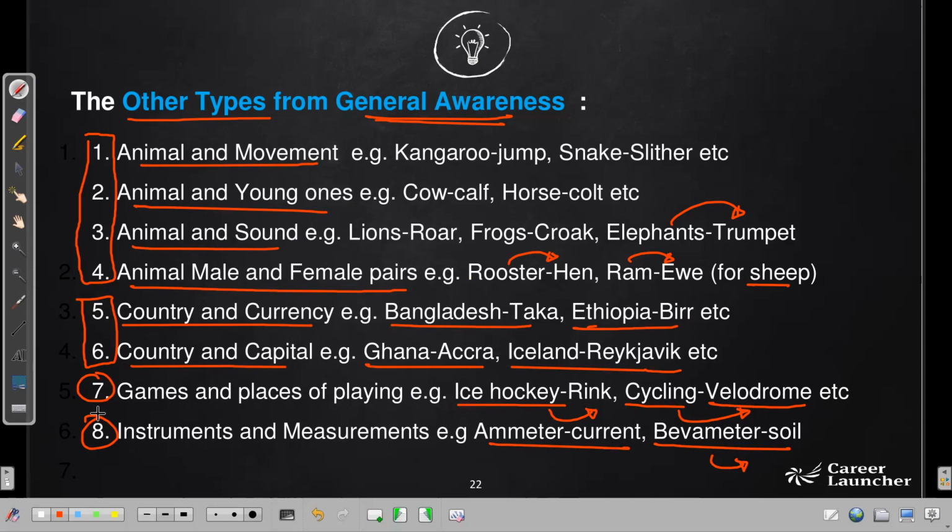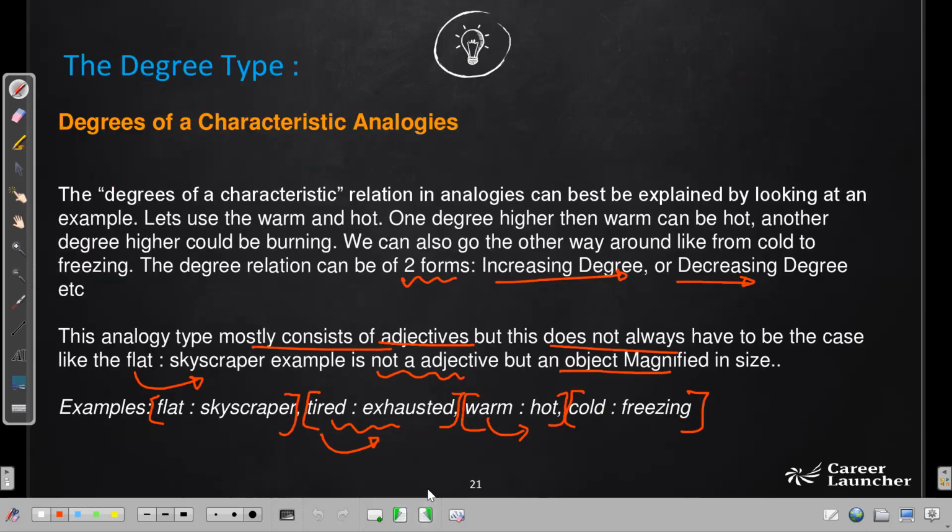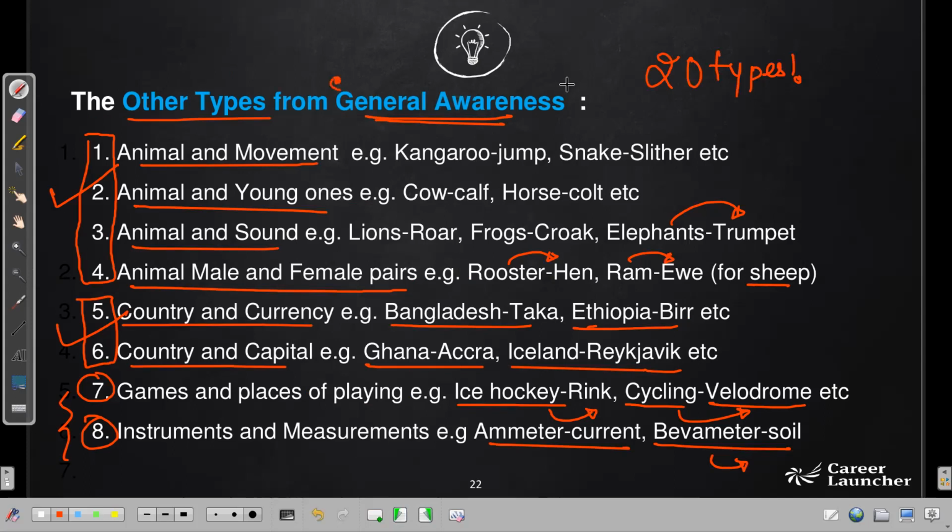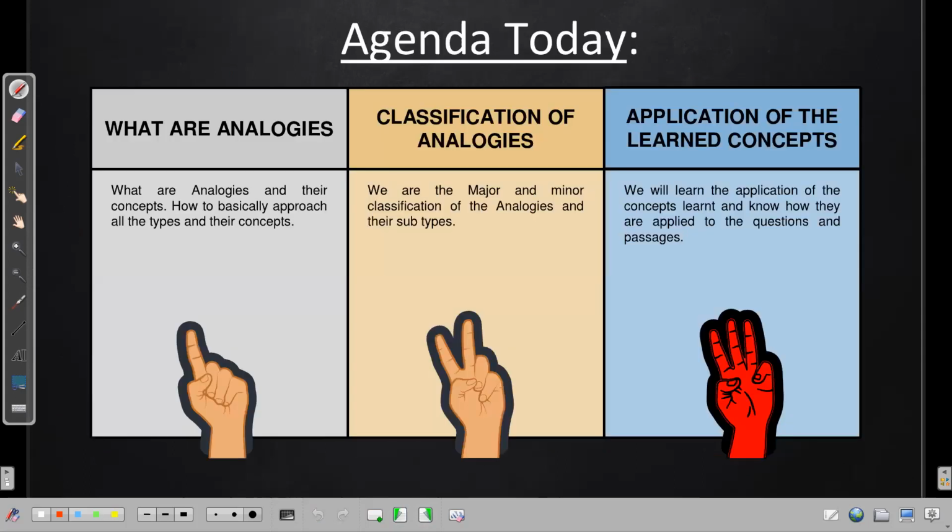So these types, as I said, all in all some 15, 16 major classifications, and then animal kind 17, 18, country kind 19, and then games and instruments. So crudely speaking, there are 20 types, out of which I believe 15 are these word ones, and these are general awareness. So with a bit of practice, I think you can just ace this topic. Let's follow to the next session.